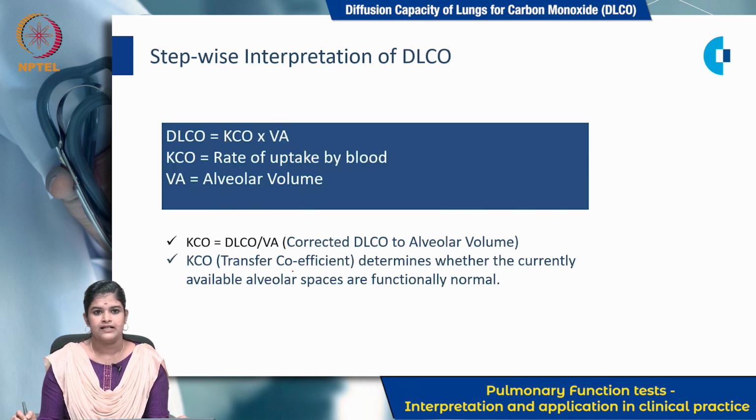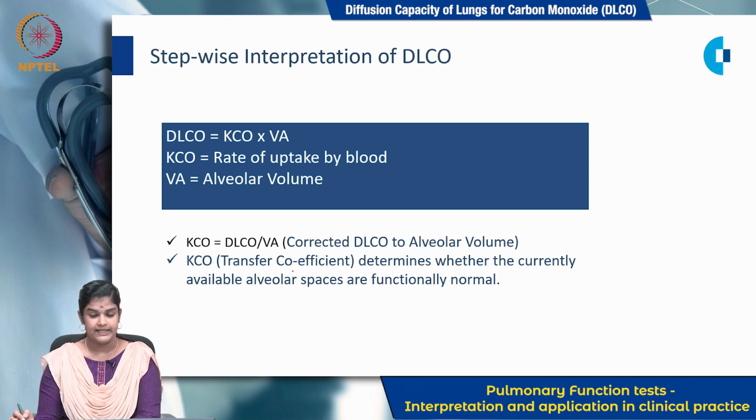Before interpreting a DLCO report, we all should understand three components. One is DLCO per se, next is KCO, that is rate of uptake of carbon monoxide by the blood, and VA, that is alveolar volume. We have to understand the relation that DLCO is KCO into VA, where KCO is DLCO by VA, that is DLCO corrected to alveolar volume. KCO is otherwise called the transfer coefficient, which determines whether the currently available alveolar spaces are functionally normal.